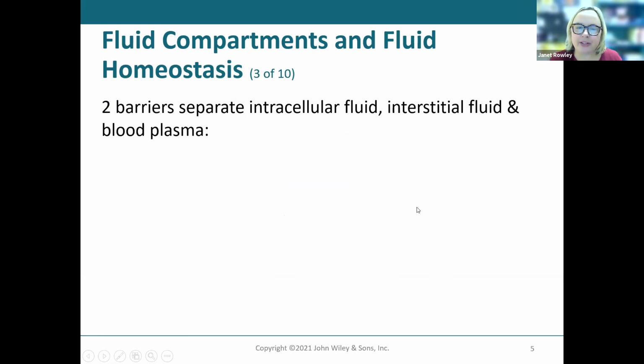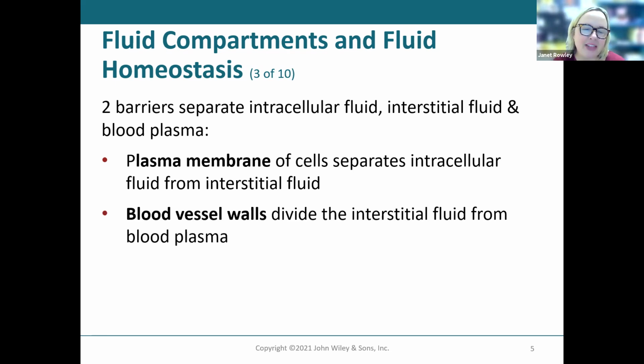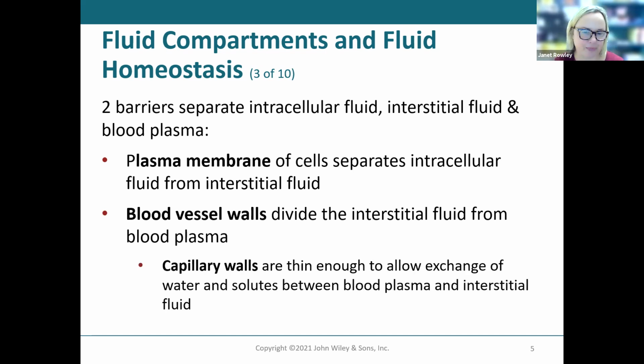There are two barriers that separate intracellular fluid, extracellular fluid, and the blood plasma. There's the plasma membrane. It separates the intracellular fluid from extracellular fluid, or from the interstitial fluid. And then the blood vessel walls divide the interstitial fluid from the blood plasma. Capillary walls are thin enough to allow exchange of water and solutes between the plasma and the interstitial fluid.